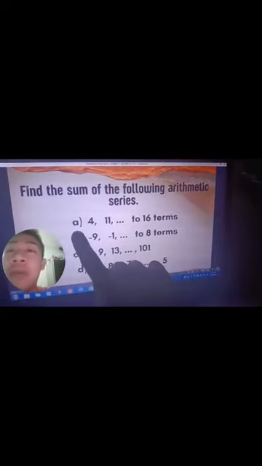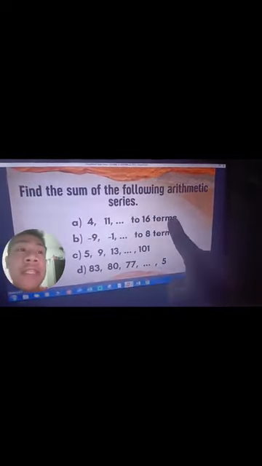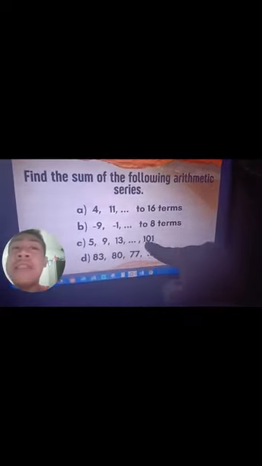Now, we will find the sum of the following arithmetic series. We have 4 problems. So in letter A, 4, 11 to 16 terms. Letter B, -9, -1 to 8 terms. Letter C, 5, 9, 13 to 101. And letter D, 80, 77, and 5.